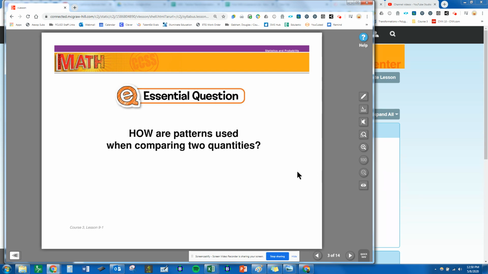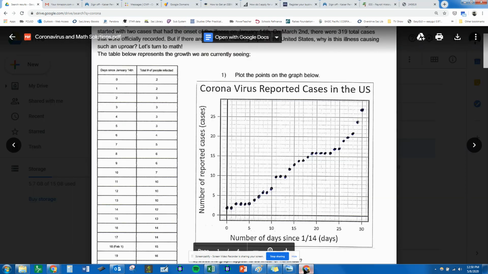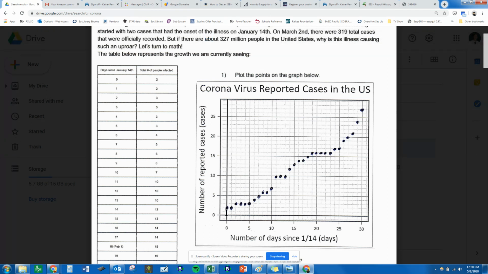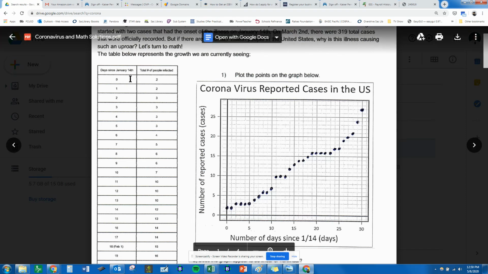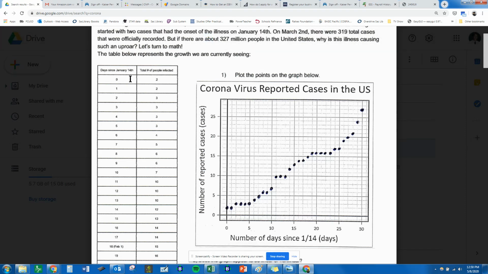Let's start with the actual real-life example of a pattern that you guys have been hearing a lot about right now with the COVID-19. So take a look at this. Here I've got a scatter plot, is what this is called. It means a series of data points for the first 30 days or so, since January 14th of this year, 2020, with the number of cases.